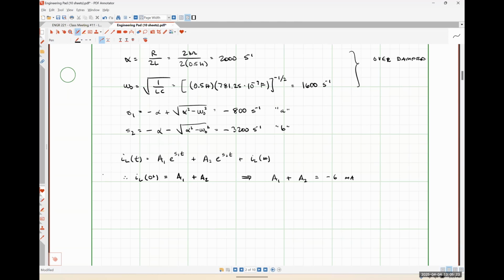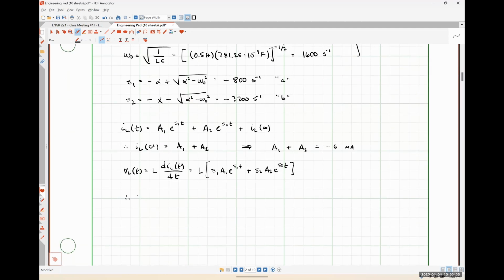Okay, so now we have our second equation. This is going to be VL of t is L dIL by dt, and that's literally just going to be L times S1 A1 e to the S1t plus S2 A2 e to the S2t. I can do the derivative of this one in my head, thank God, so I don't have to borrow your table again, Andrew. Evaluated at t equals 0 plus, this looks like L times S1 A1 plus S2 A2.